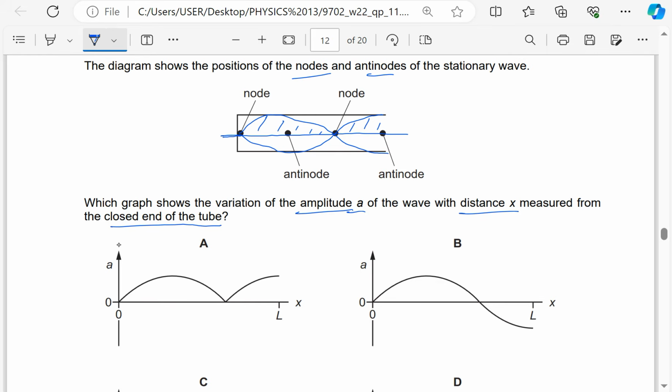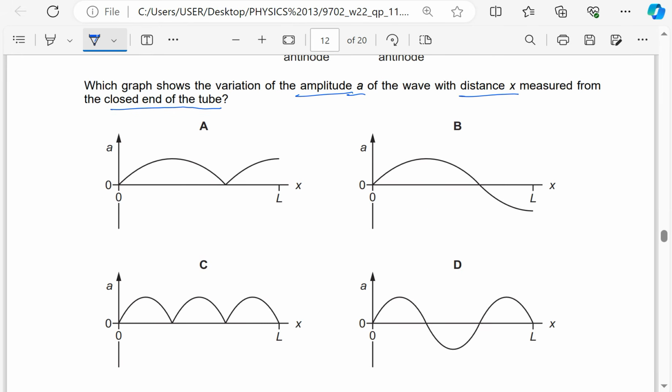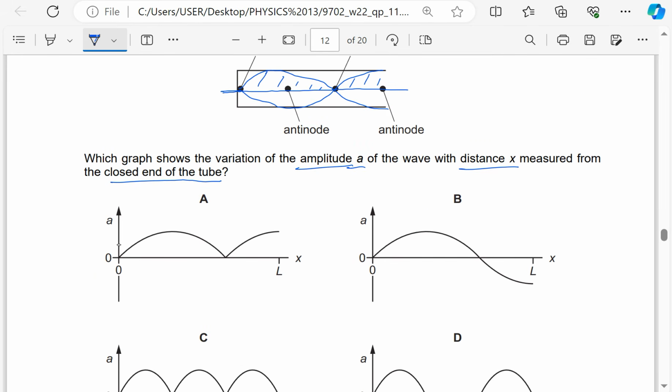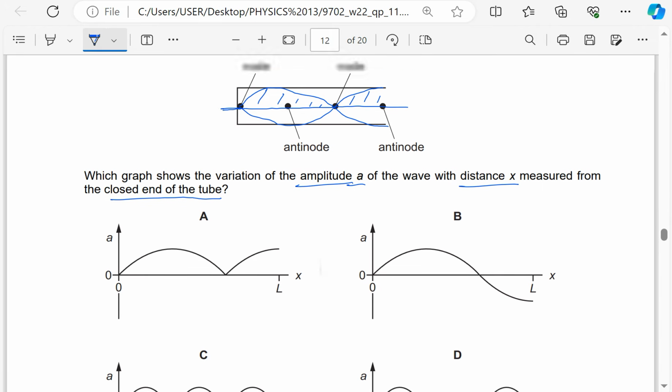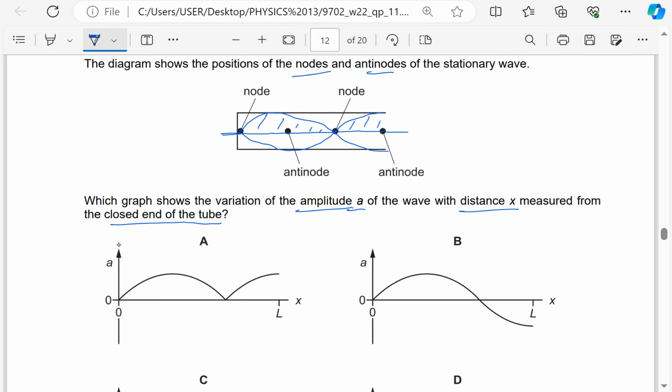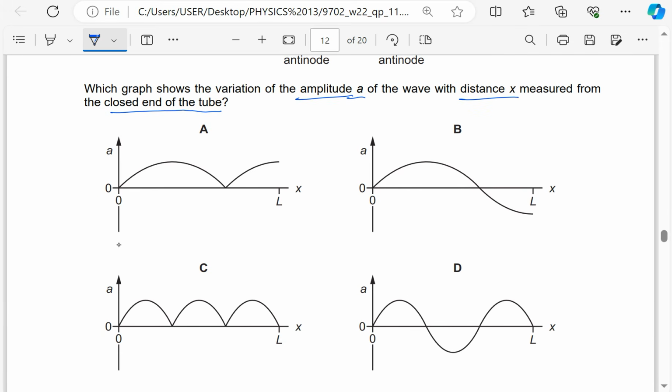So if we measure from the closed end, at the closed end the amplitude is 0. Then as we move towards the center, the amplitude reaches a maximum displacement. Then we reach a node where the amplitude goes to 0. Then again, it goes to maximum. So this is automatically going to be wrong. We only have two antinodes. That is wrong. This is also going to be wrong because it is representing a wrong position for a point where the amplitude is 0.